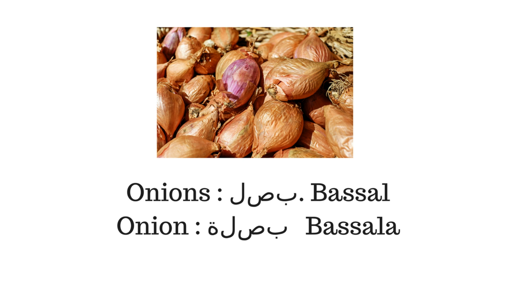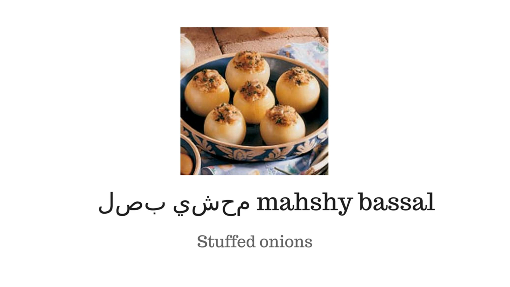So we love to have it fresh in salad. When we're making soup, we also have to put onion. It is also cooked whole, but try to pick the same size as much as you can. Then we take off the pulp from inside and stuff it with rice or rice and meat, and it's called mahshi basal. So this is the onions.